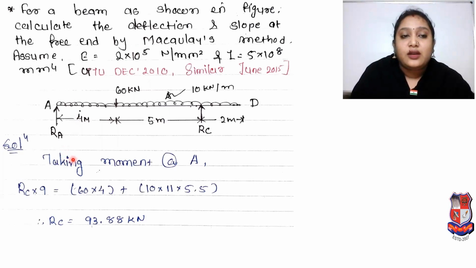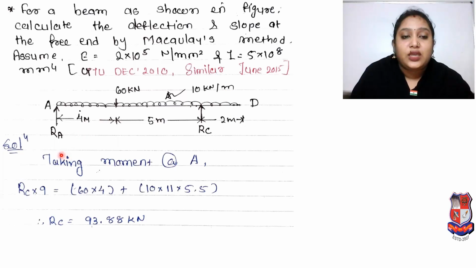So first we see the beam is given, RA is here, RC is here, then the total span is 4, 5 and 2, means it's 11 meter, with a 60 kilonewton point load after 4 meter. Then on the entire span a 10 kilonewton per meter UDL is given.